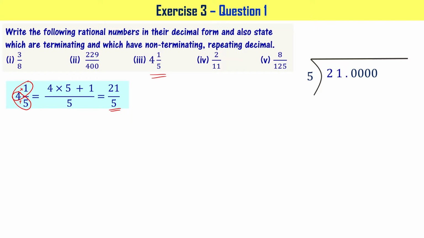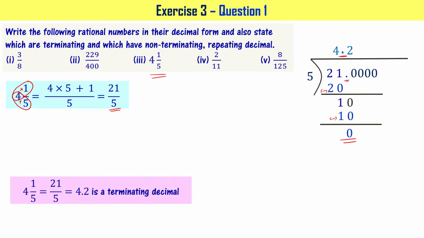When I do that, you see 4 times 5 is 20. Let me subtract 20 from 21. So what I have is 1, right? Now let me put a dot here because we have a dot here. After that, let me bring 0 down. So 1 has become now 10. So 2 times 5 is 10. Let me subtract that. Then I have 0 as the remainder. It means the decimal is going to be a terminating decimal, right? Let's write that. 4 1 by 5 is equal to 21 by 5, that is equal to 4.2, a terminating decimal. Got it? Now let's look at 2 by 11.